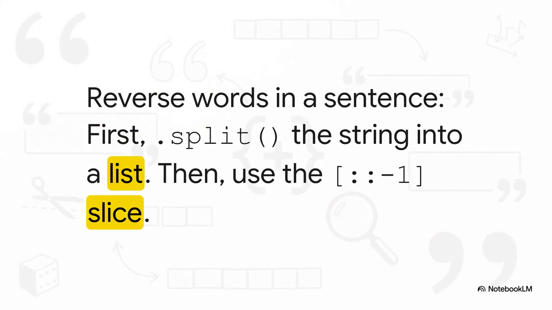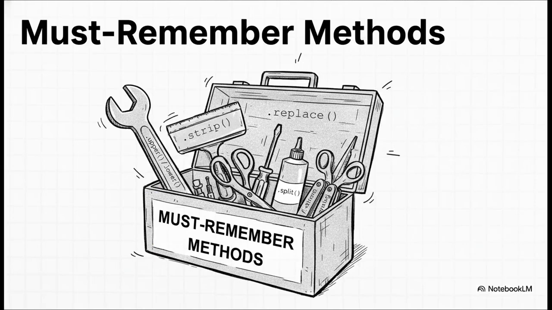Okay, you ready for another one of those interview challenges? This one is a great example of combining our tools. How would you reverse the words in a sentence? It's surprisingly simple. First, you split the sentence into a list of words. And then you use that reverse slice trick we learned earlier on the list itself. Two simple steps.